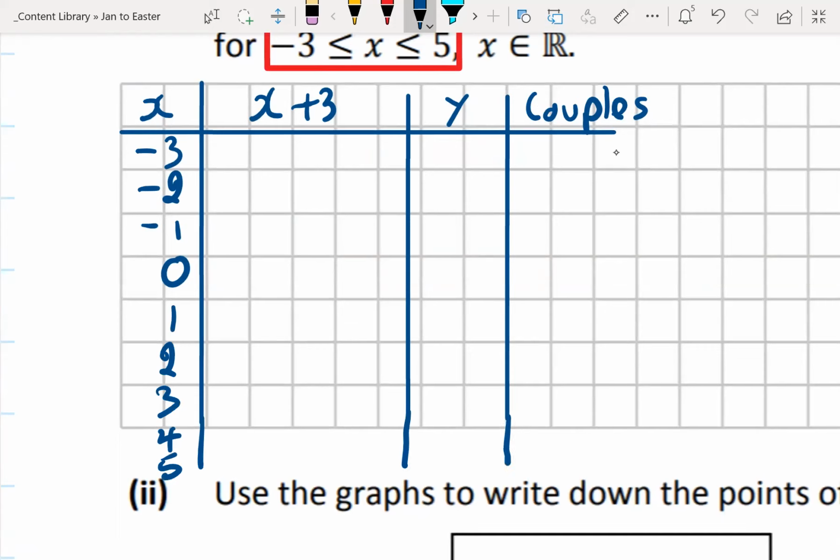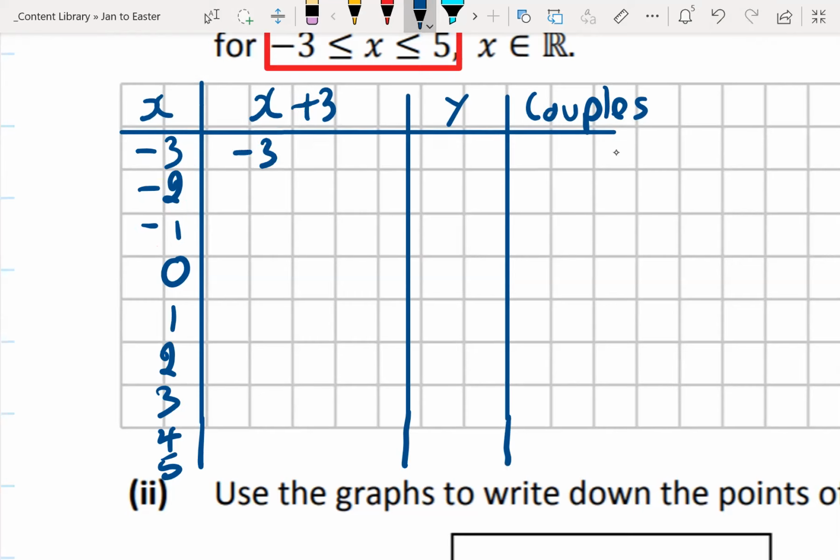Truth is, because this is a linear function, only 2 of these points would do. You'd actually get away with that, and you could still draw an accurate graph. I'm just going to put in all the points, but you could do it as I said there. So replacing x with minus 3, then minus 2, then minus 1, and so on. Now, let's start with minus 3, the first one there.